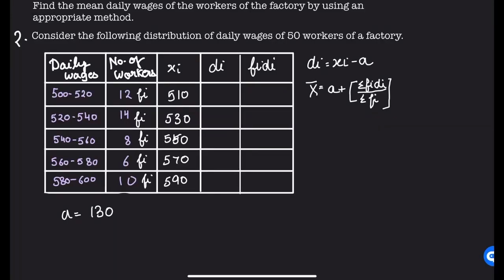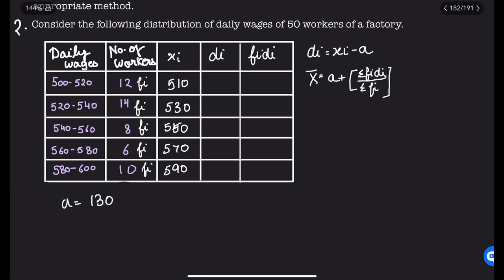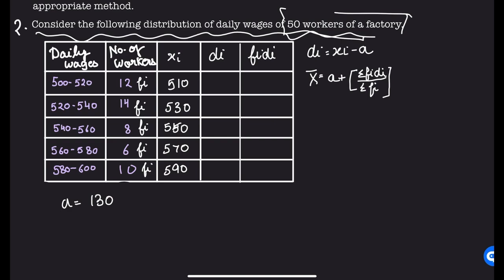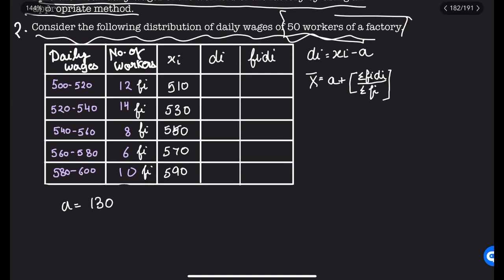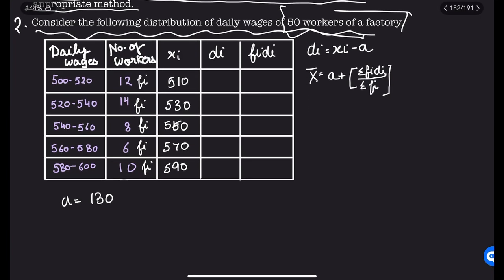So coming to the next question, question number 2: consider the following distribution of daily wages of 50 workers of the factory. Find the mean daily wages of the workers of the factory by using an appropriate method. So here, firstly, we have to draw a table regarding daily wages and number of workers.